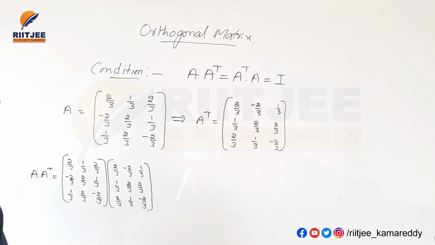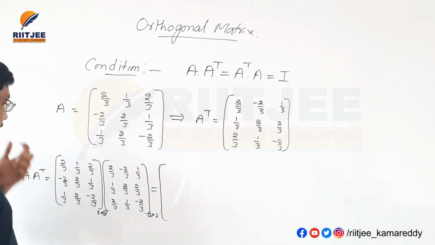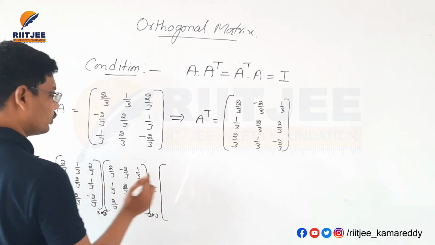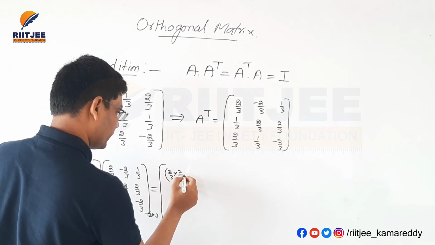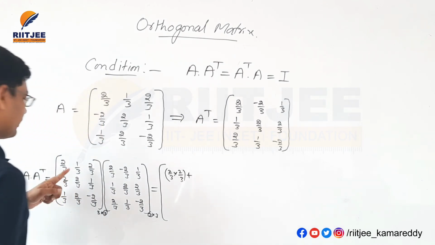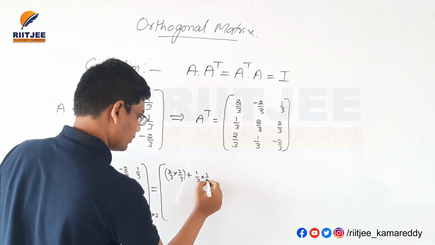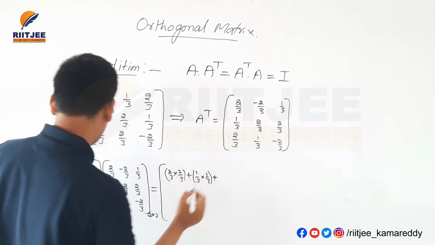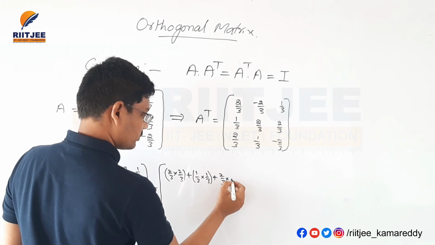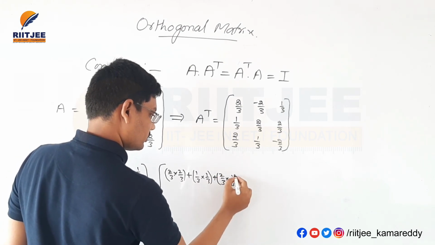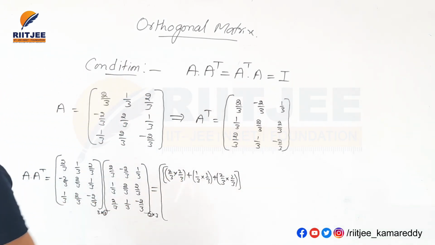The multiplication concept we need to apply here. 2 by 3 into 2 by 3, plus 1 by 3 into 1 by 3, plus 2 by 3 into 2 by 3. This total value will come under A11 only.